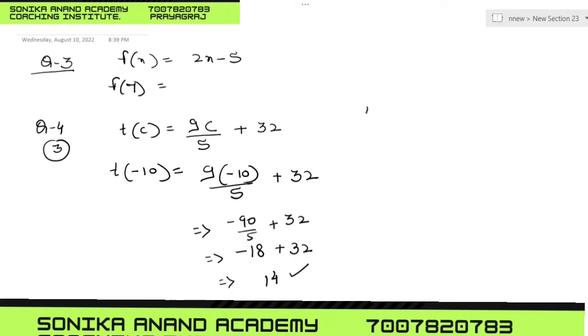Now the fourth one is the difference. Actually here the value of F is given, 212, and you have to find the value of C in the fourth part. When the data is given in the bracket, that means you have to put the values. When the data is given like this, that means the value is 212 and you have to find the value of C. So I will write over here 212, then 9C by 5 plus 32.